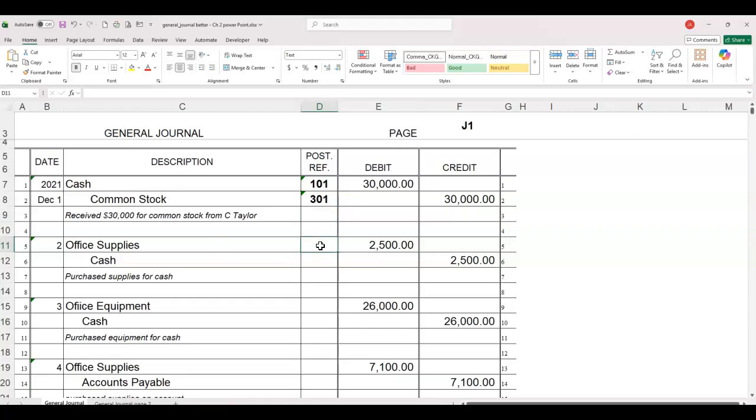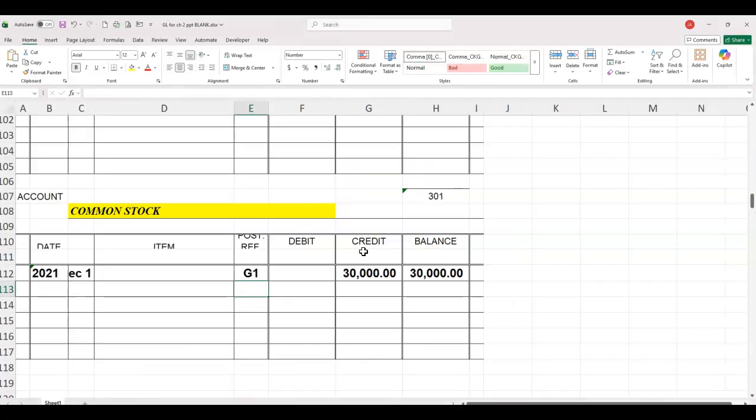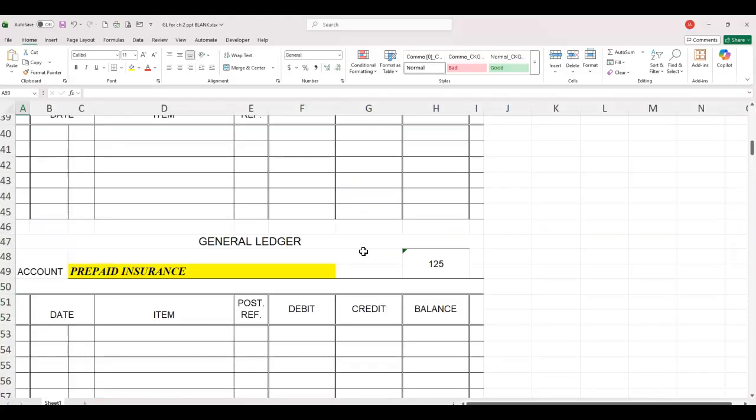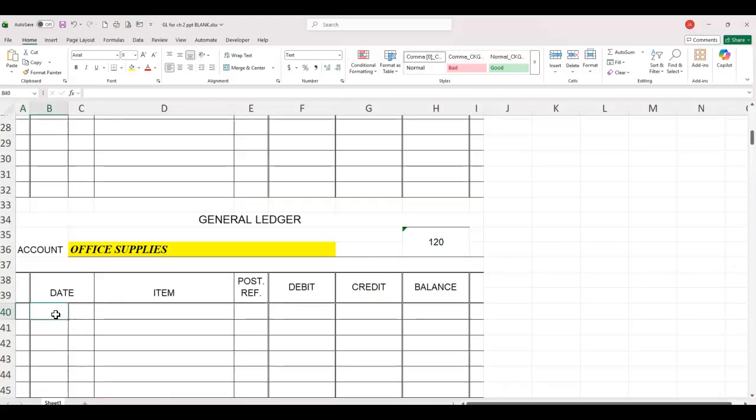Office supplies, just same situation. I'm going to debit this account. So all I got to do is find that account. It's an asset, so it's going to be up near the top. There it is.